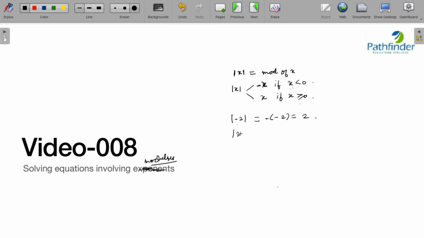What about mod of 3? Mod of 3, since the value of x is greater than or equal to 0, you will write it as 3 itself. So one thing you've got to understand is that whatever you put inside the modulus operator, when you open the brackets, you're going to get a positive value here. Now with this basic understanding of modulus, let us proceed to the equations.